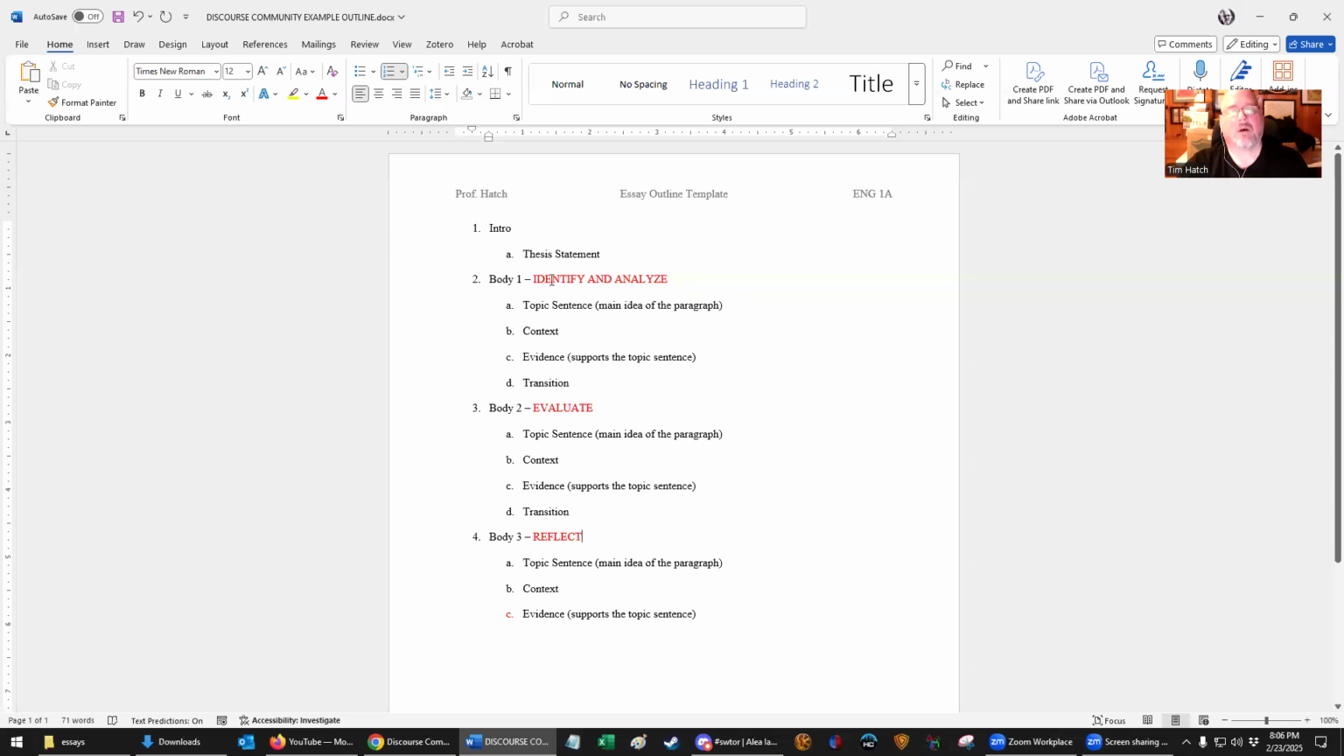So in the first body paragraph, I want to identify and analyze the discourse community I belong to. And in the second paragraph, I want to evaluate the discourse community I belong to. And there are questions for each of these, I believe. And then finally, I'm going to reflect on the discourse community. So the topic sentence for the first body paragraph is, let's not do caps there.